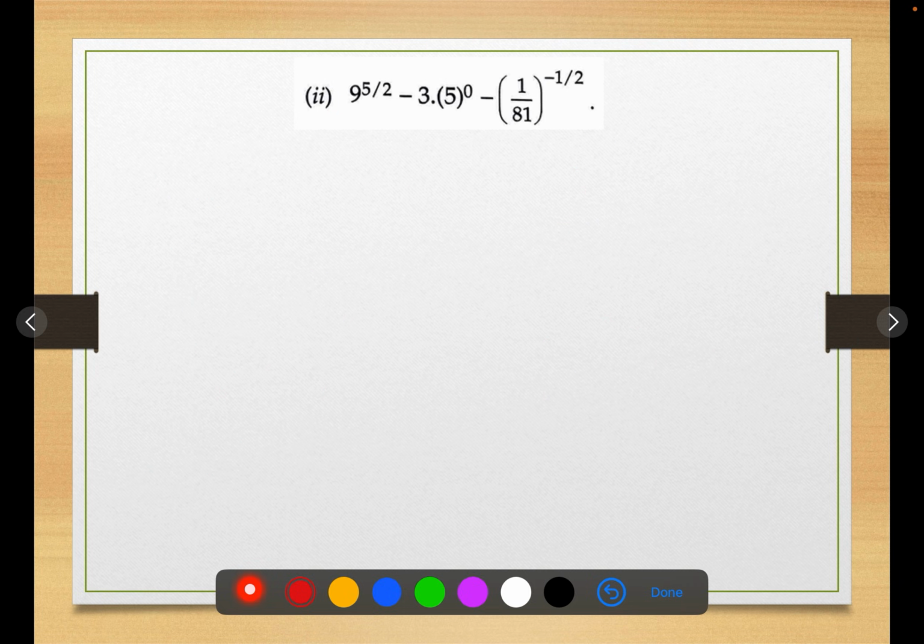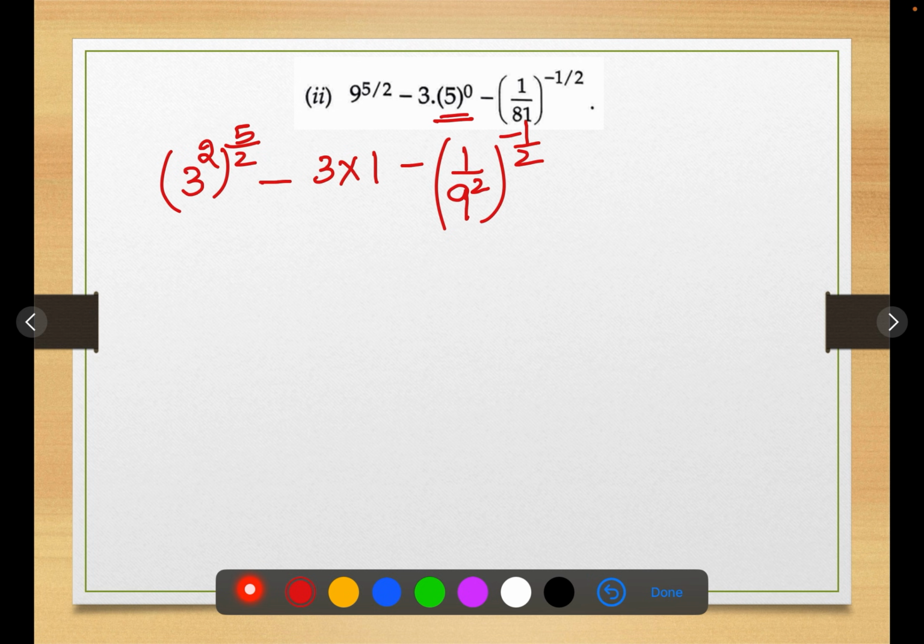Next, 9 to the power 5 upon 2 minus 3 into 5 to the power 0 minus 1 upon 81 minus 1 upon 2. Now looking at the question, 9 can be written as 3 to the power 2, which gives 3 to the power 5 upon 2, minus 3 multiplied by 5 to the power 0, and anything to the power 0 is 1. Again, can I write 81 as 9 to the power 2, with minus 1 upon 2? Now this can reduce in the very first step.